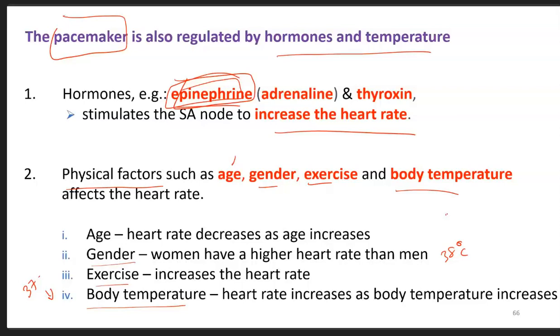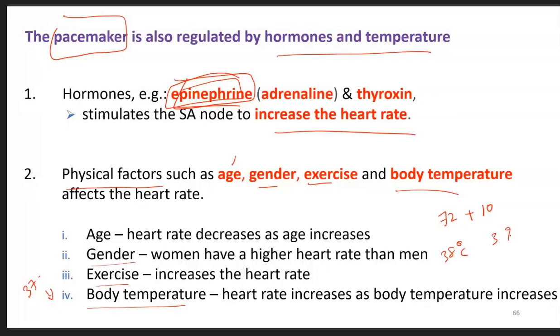Kalau normal heart rate tadi 72 beats per minute, kan. So 1 Celsius increase, okay, 1 Celsius increase in body temperature causes the heartbeat to increase by 10. Okay, setiap 1 darjah Celsius suhu badan awak naik, dia akan meningkatkan heartbeat by 10. So maksudnya kalau suhu awak 38 degree Celsius, your heart rate will be 82, for example.